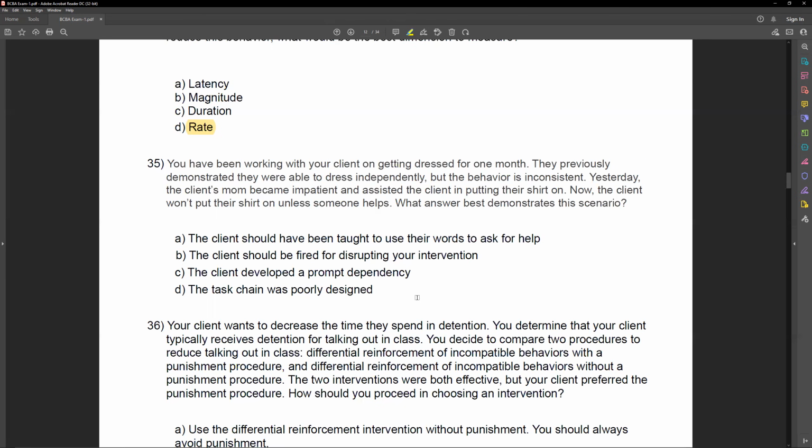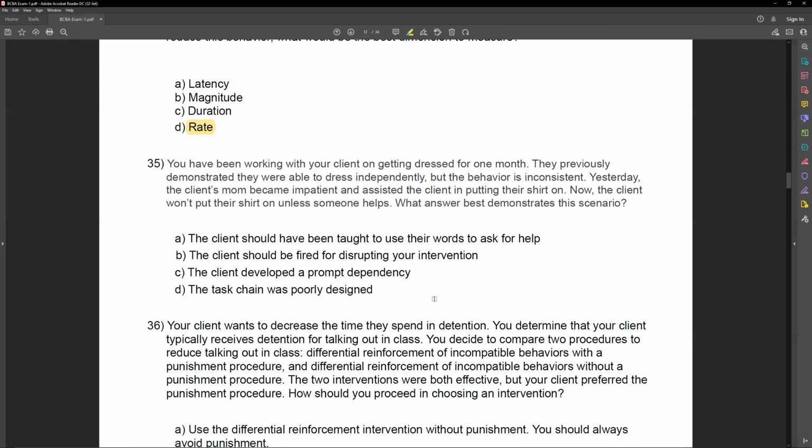So hopefully you already have an idea of what's going on in this question, right? What happened to the client? Well, they became prompt dependent, right? We had worked so hard on getting them independent. Parent jumps in, puts their shirt on for them. Now the client needs that prompt to put their shirt on. They need help. Okay, they become prompt dependent. So what answer best demonstrates the scenario?